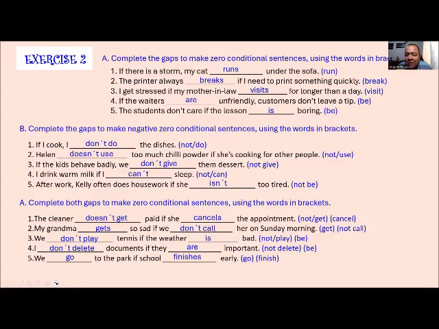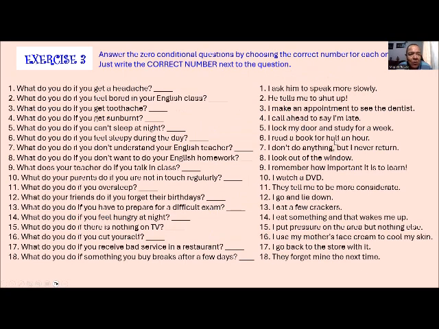Let's check the exercise number 3. This is going to be the last one. Exercise number 3. Answer the zero conditional questions by choosing the correct number for each one. Just write the correct number next to the question. In that way, we are going to answer this exercise. But I ask you to read the two parts of the exercise. First, you are going to write the question and then mention the number, but read the sentence that we have there. Okay? A volunteer for the first one, please.